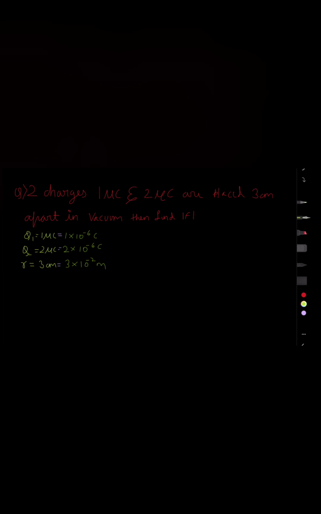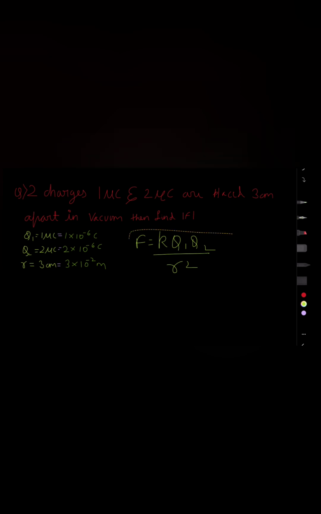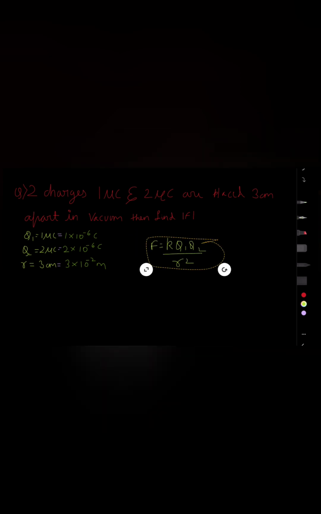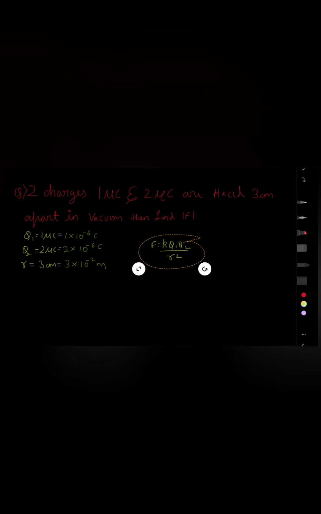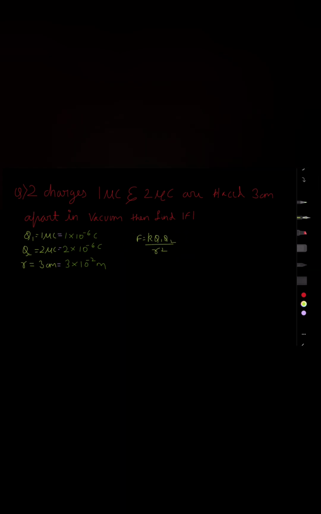Now we know the formula: F is equal to K times Q1 Q2 by R square. Why am I taking this formula? The value of K here is for vacuum, and they have given vacuum. Then the value of K will be 9 into 10 to the power of 9, with its units.